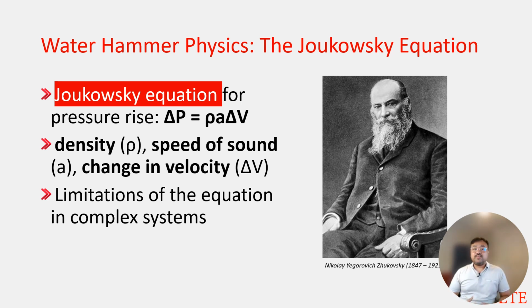However, while the Joukowsky equation is a useful starting point, it has its limitations. In a complex system, the presence of multiple transient events happening simultaneously or in rapid succession can complicate the dynamics of the system. This is where tools like Bentley Hammer come in, allowing us to model these complexities and gain a more accurate picture of how the system will behave during the transient events.